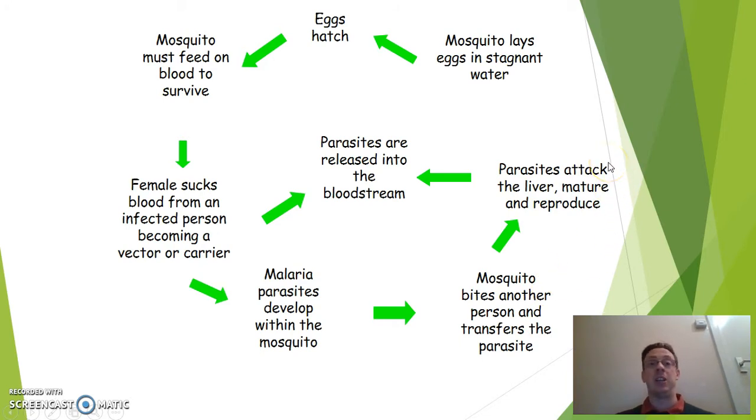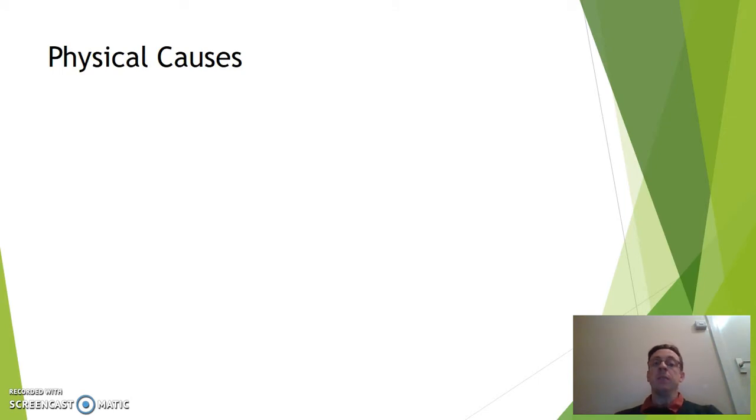The parasites enter the human bloodstream, they attack the liver, they mature and reproduce, and then the parasites are released into the bloodstream. And then this whole process, that arrow's facing the wrong way, continues and you've got a loop. This means you have a never-ending supply of malaria parasites for mosquitoes to spread amongst the human population. When we think about this, we think, right, physical causes. What is a key run of things that cause this disease to spread?